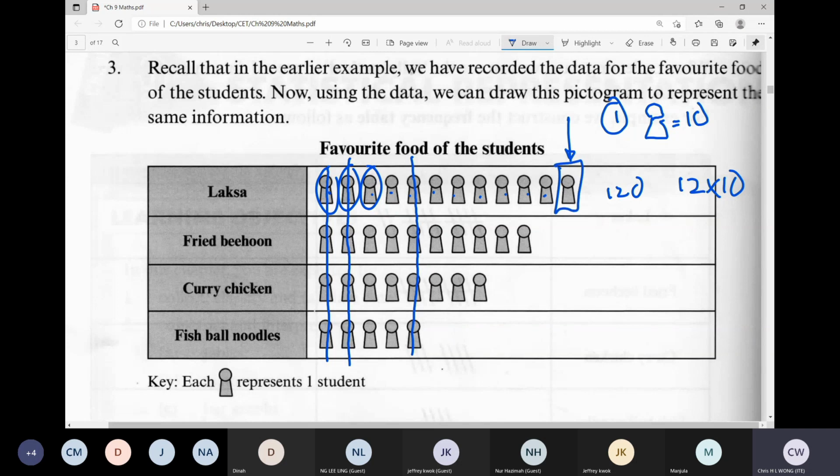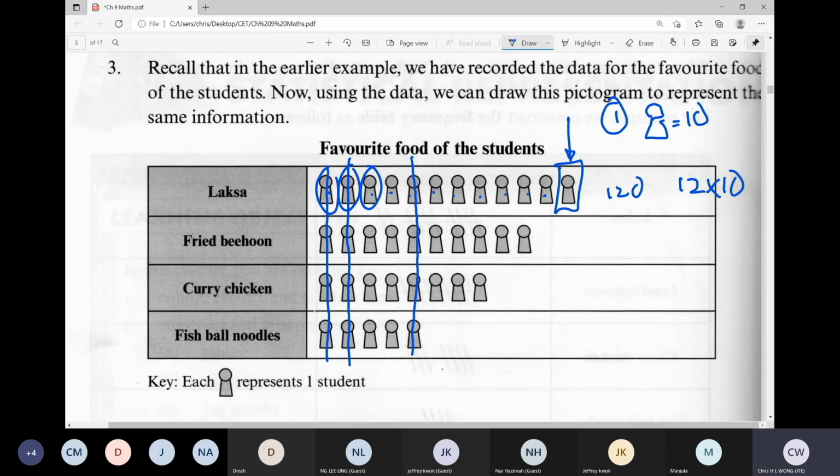One of these doesn't really represent one, unless they tell you it represents 2, then you have 12 times 2, 24. So one symbol can represent anything. So you must be very careful when you're looking at the symbol. You got to look for the number of people that the symbol represents.